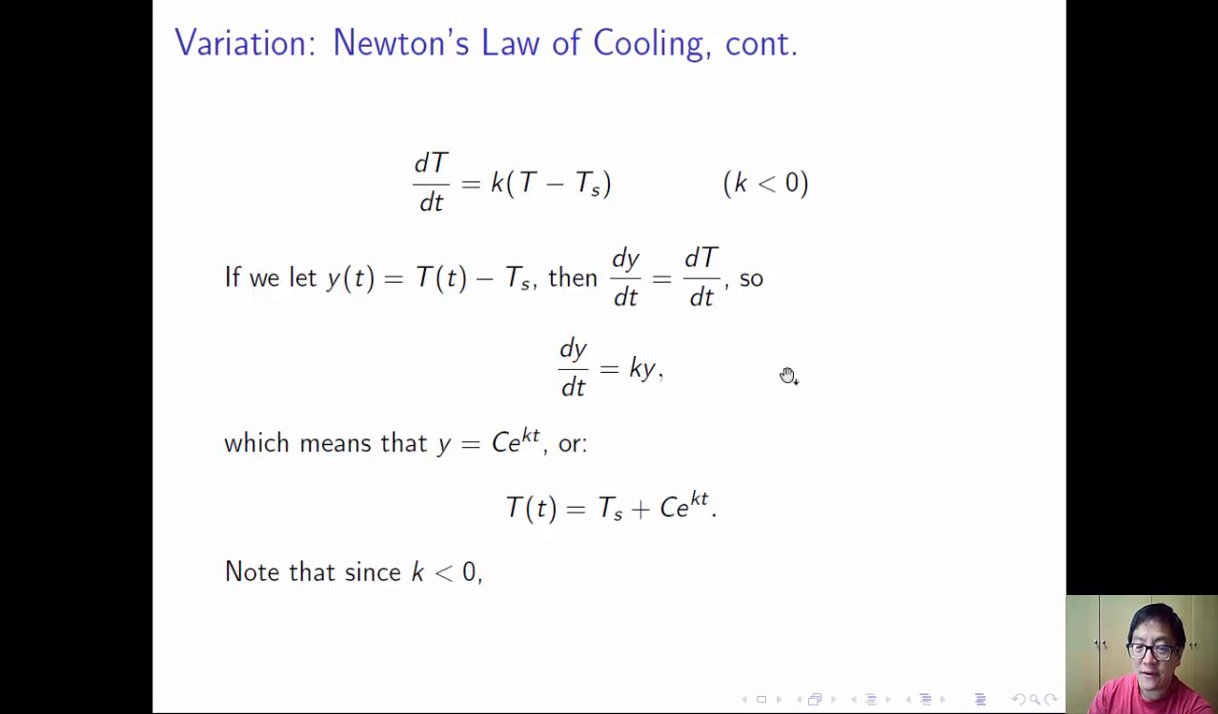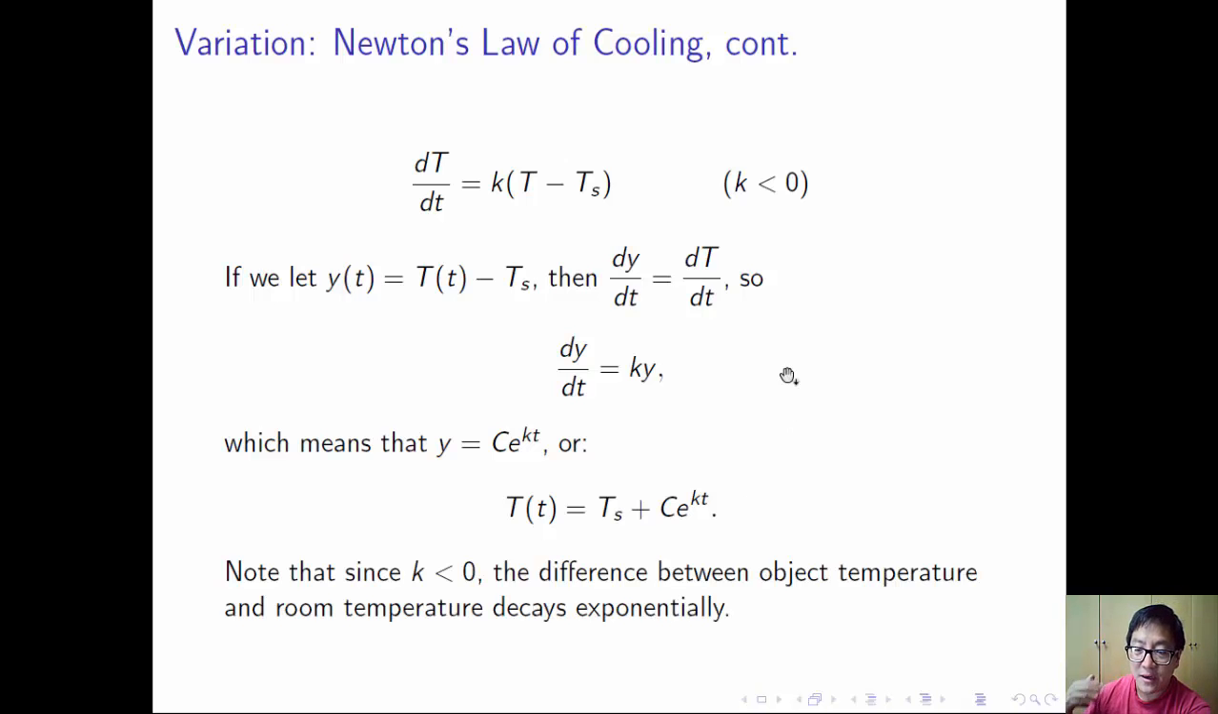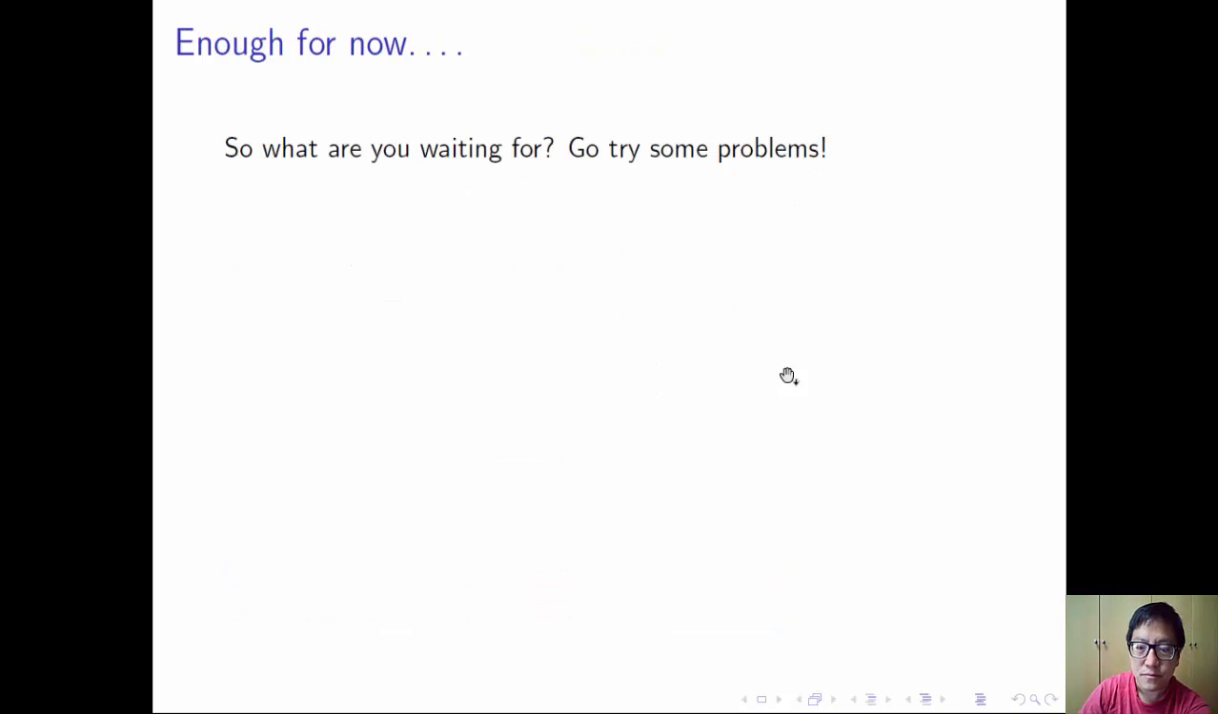Note that since k is negative, k is less than 0, the difference between the temperature of your object and the surrounding room temperature decays exponentially. That follows mathematically from Newton's law of cooling: the difference between the temperature of the object and the temperature of the surrounding room decays exponentially, like super duper fast.